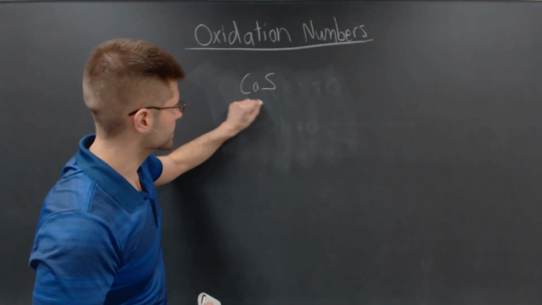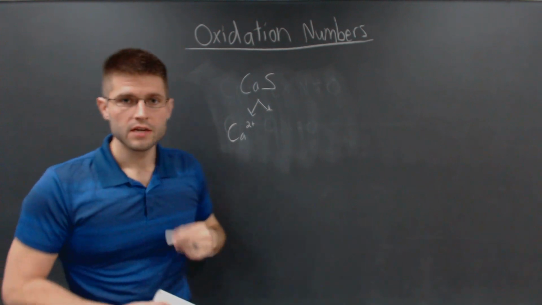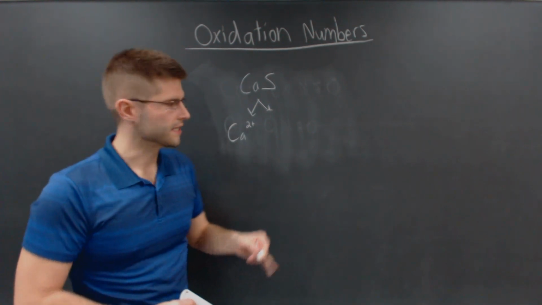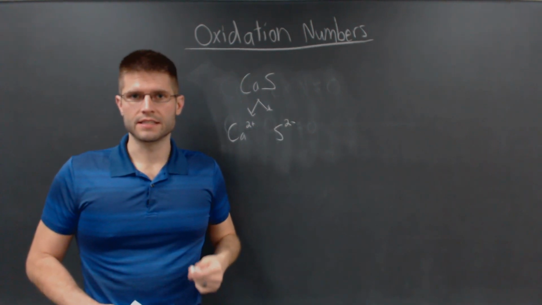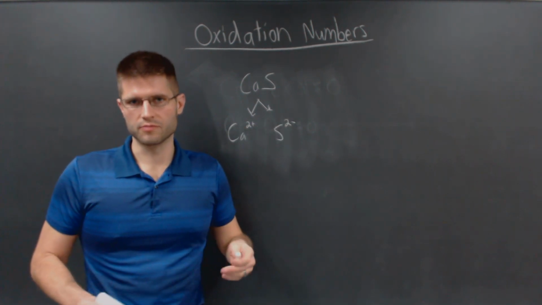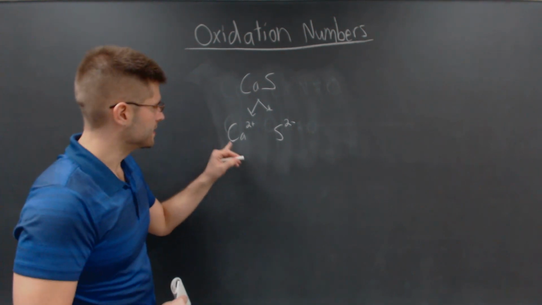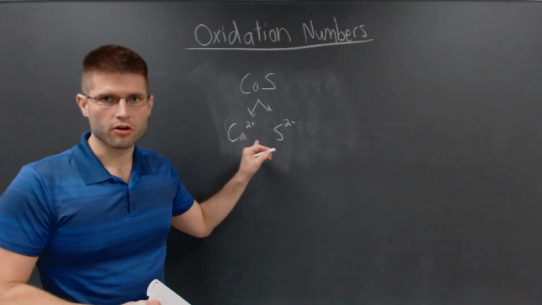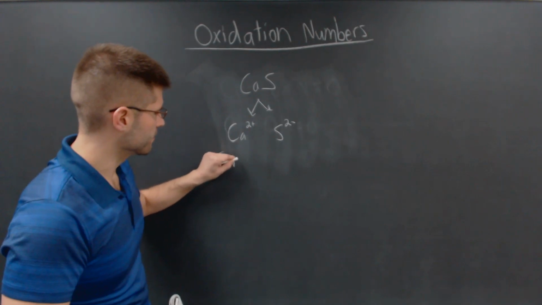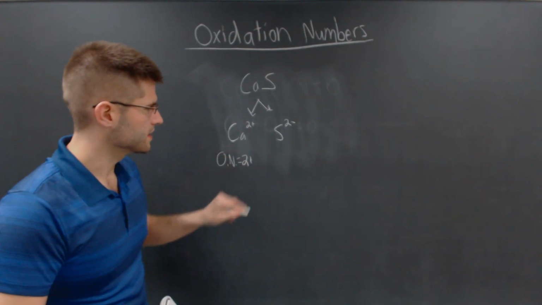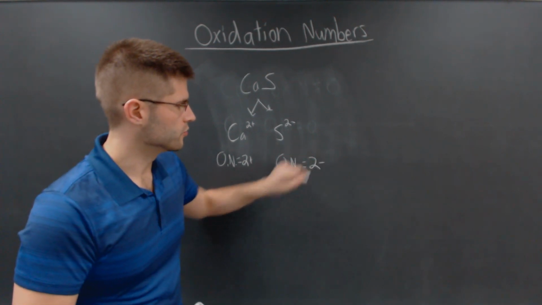So I'm going to break this down. The calcium has a 2+ charge. We know that because it's in group 2 of the periodic table. And the sulfur has a 2- charge. We know that because it's in group 6A of the periodic table. So that rule about monatomic ions says that whatever their ion charge is, that is equal to their oxidation number. So calcium's oxidation number here will be equal to a 2+. Sulfur's oxidation number will be equal to a 2-.